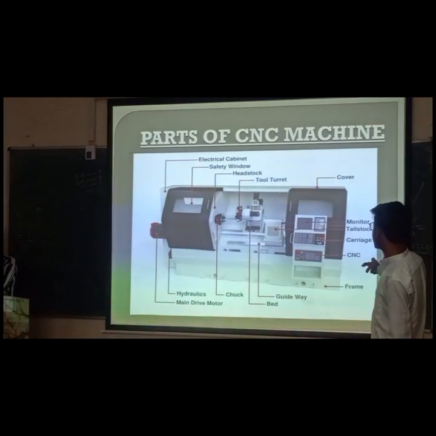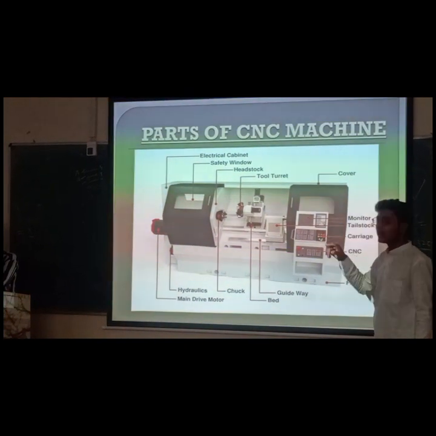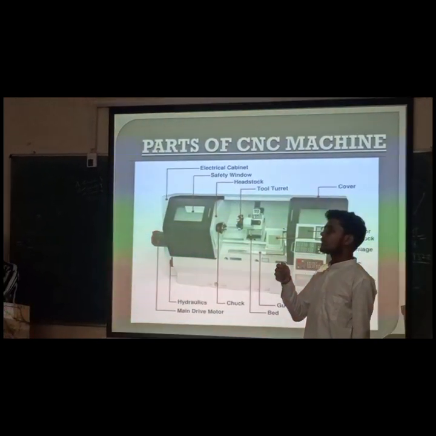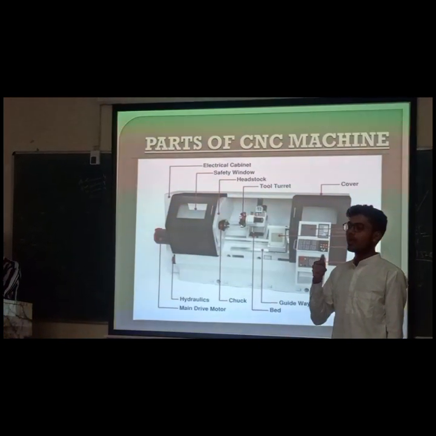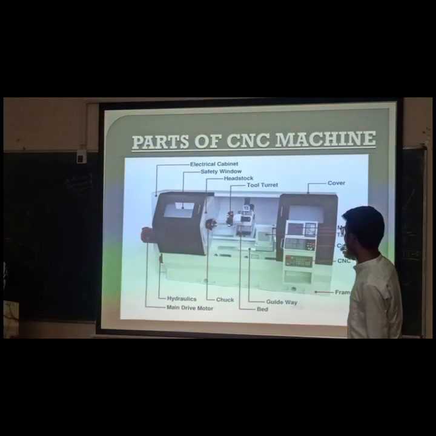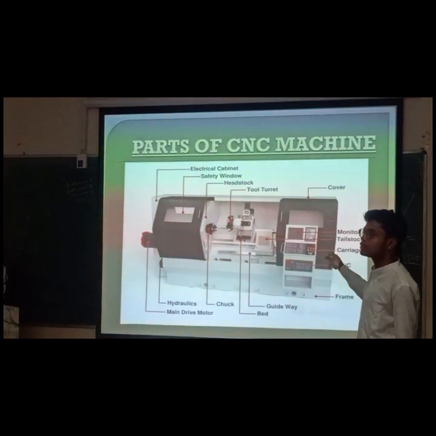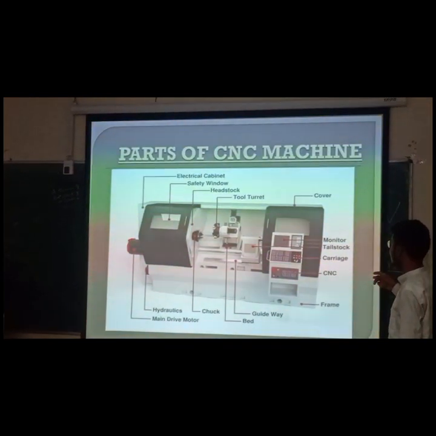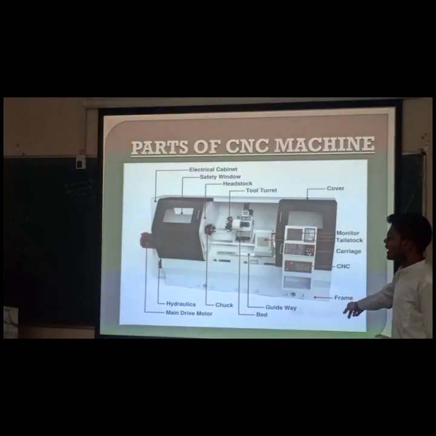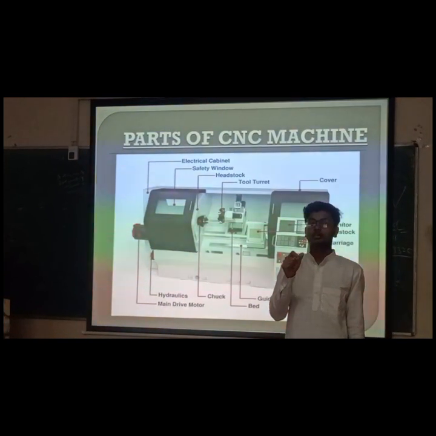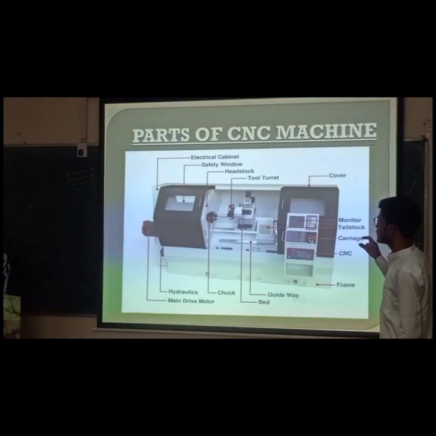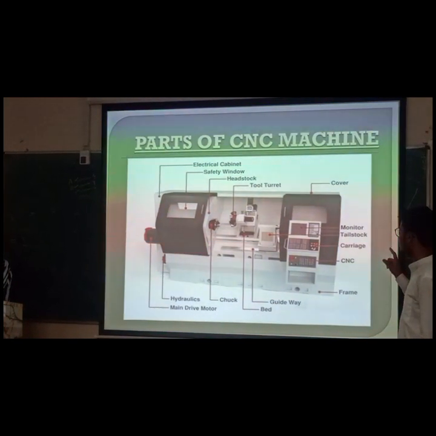Next is the CNC work panel. This is a work panel. The work panel is used to input the G code. When we enter the code on the control panel, it is used to give input to the CNC machine. The frame is the leg of the lathe machine. On the frame, we set up the full CNC lathe machine.